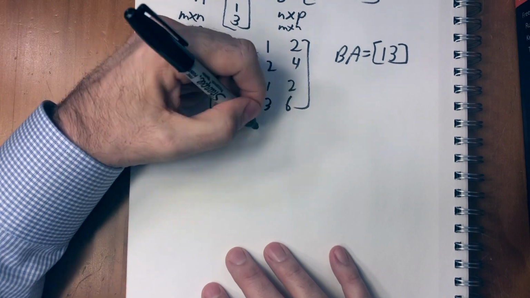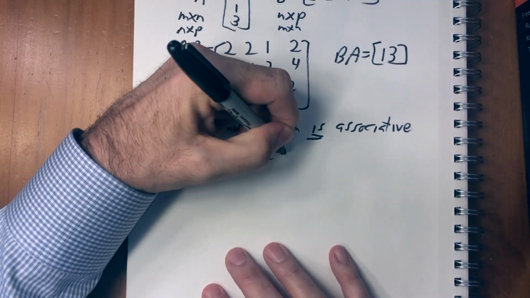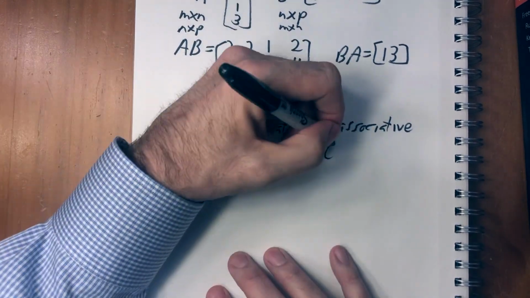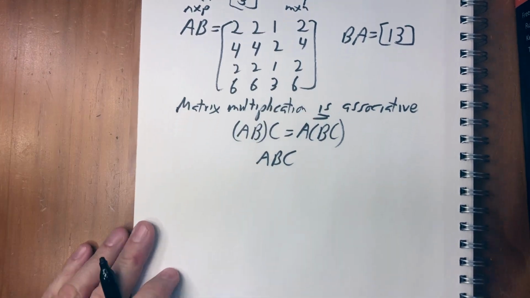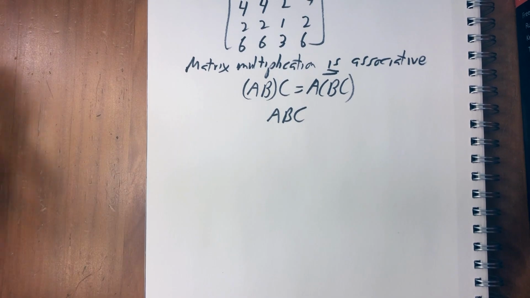Okay, matrix multiplication is associative. So AB times C equals A times BC, which means that we can also just write ABC, and that's perfectly fine. That's also easy to prove. We're not going to bother proving it. If you want me to, I can, let me know.